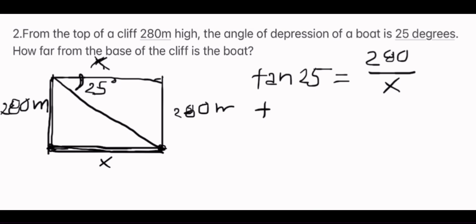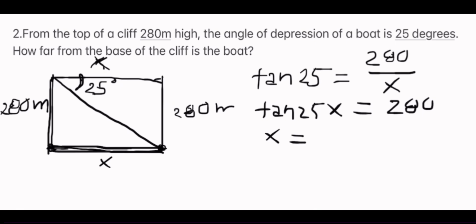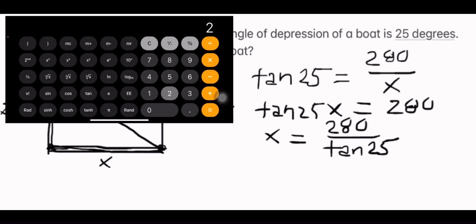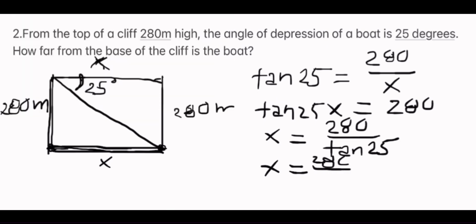Then cross multiply: tangent of 25 times x is equal to 280. So x will be equal to 280 over tangent of 25. Tangent of 25 is 0.466. So we have x equals 280 divided by 0.466.